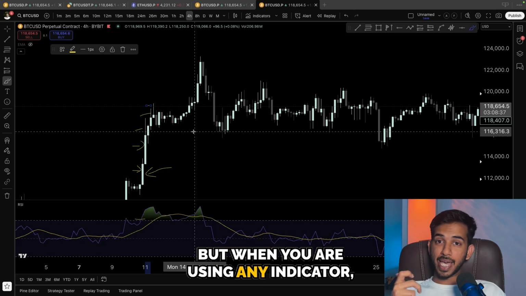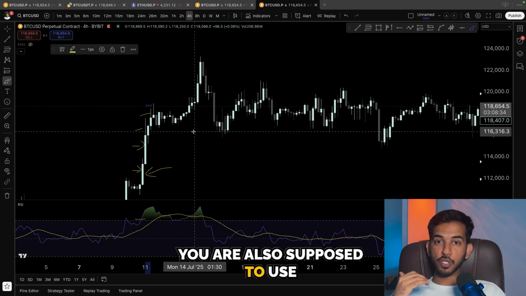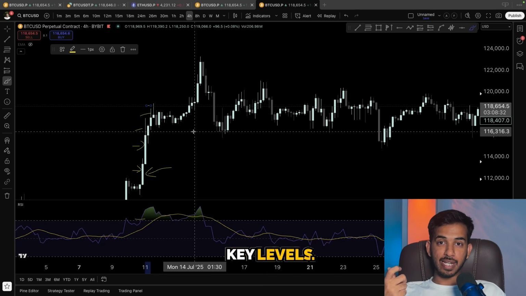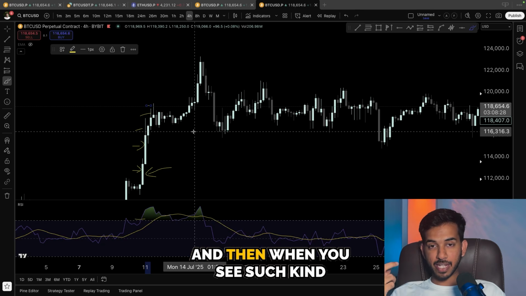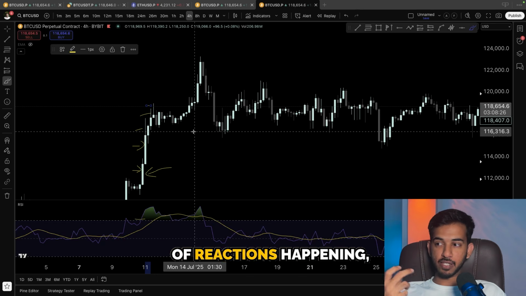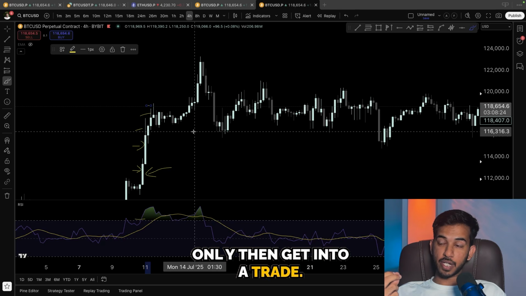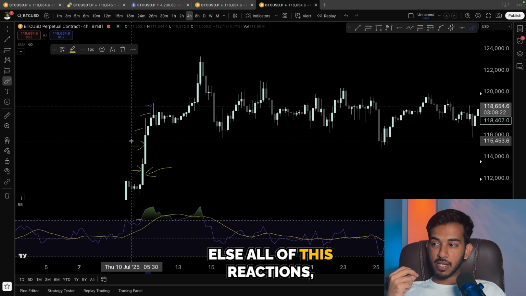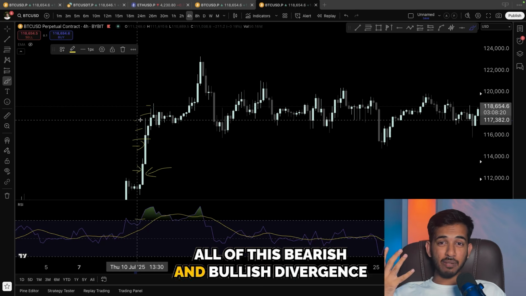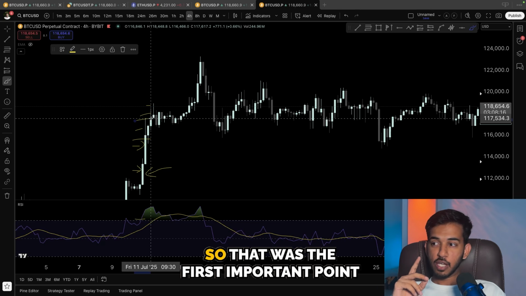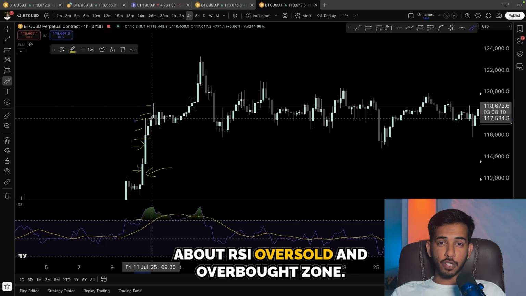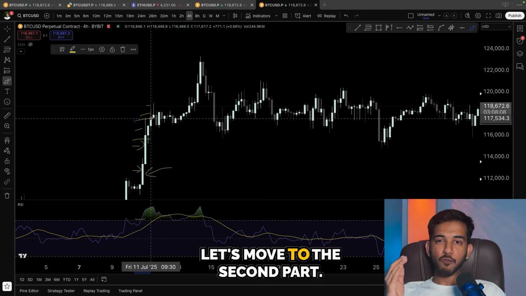But when you are using any indicator, you are also supposed to use it with some of the most key levels. You need to mark your levels of support and resistance, and then when you see such kinds of reactions happening, only then get into a trade. Else, all of these reactions, all of this bearish and bullish divergence that you see on your chart is just noise and nothing else. So that was the first important point about RSI, oversold and overbought zone. Let's move to the second part.